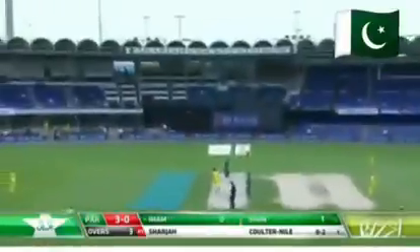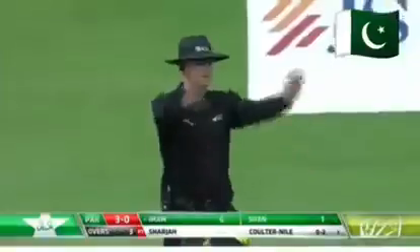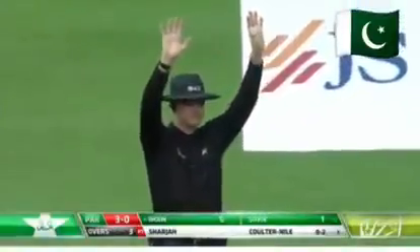Niall continuing over the top. Well, Manhole Huck, very, very nice shot. And it's the first six of the game indeed. First boundary.